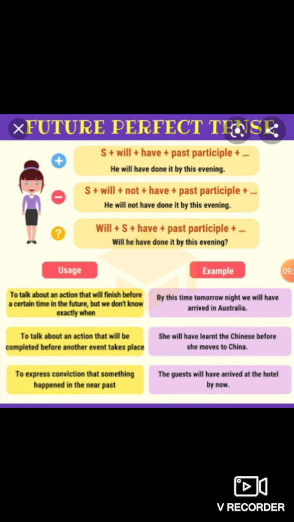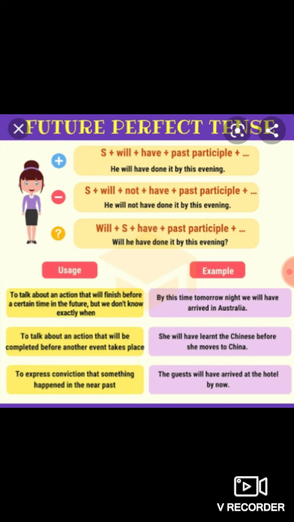Students, in future perfect tense, the helping verbs are will have and shall have. As I have already told you, in every perfect tense the third form of the verb is used. So we have examples of affirmative, negative, and interrogative sentences. First of all, we will discuss the structure. The structure of affirmative sentences is subject, thereafter will or shall, plus have, plus V3, plus object.